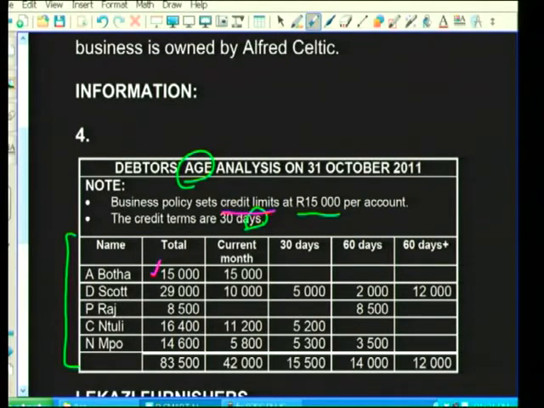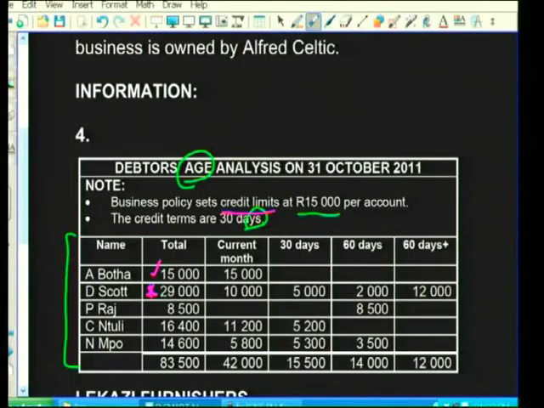Look at D. Scott, guys. 29,000. So immediately, can you see he has exceeded that credit limit? So immediately, exceeding credit limit would obviously be one of our reasons, and the debtor responsible would be D. Scott. He's buying way too much on credit. The limit is only 15,000. He's purchased for 29,000. P. Raj, in terms of the credit limit, he seems fine, 8,500. C. and Thuli, in terms of the credit limit, again, guys, can you see? Okay, this guy as well has exceeded that credit limit. And N. Impo, this guy seems okay, 14,600.